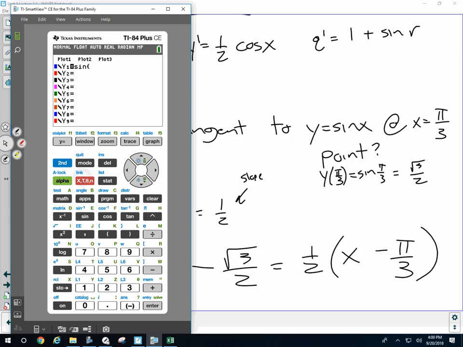Sin x, 1/2, x minus pi over 3, over 2. And my friend sine, there's the tangent at pi over 3.